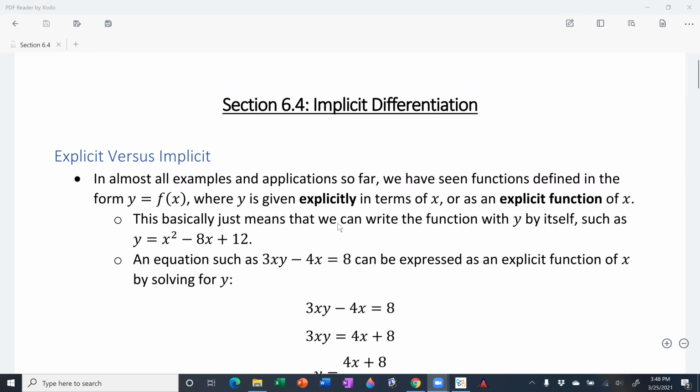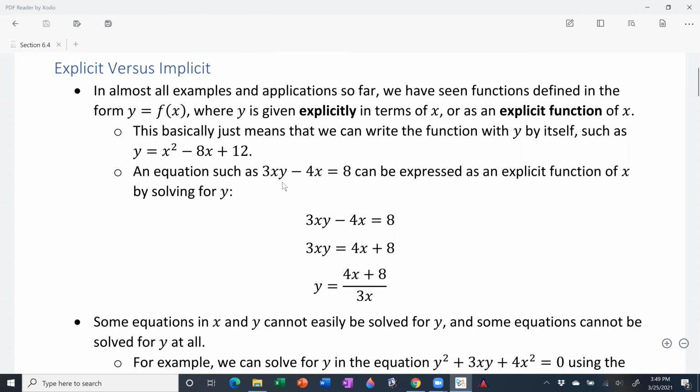So before we get to the calculus aspect of it, we do need to talk a moment about explicit versus implicit. In almost all examples and applications that we've done so far in this class, we've seen functions defined in the form y equals f of x, where y is given explicitly in terms of x, or as an explicit function of x. And all that really means is that we can write the function with y by itself, such as this expression here, like y equals. And then over here, all you have is an expression dealing with the other variable.